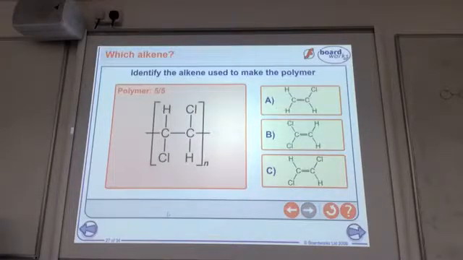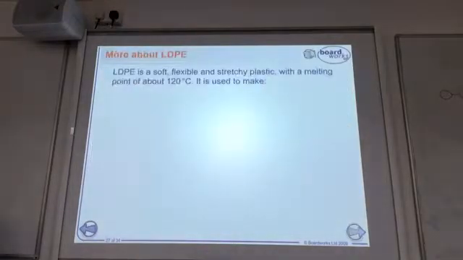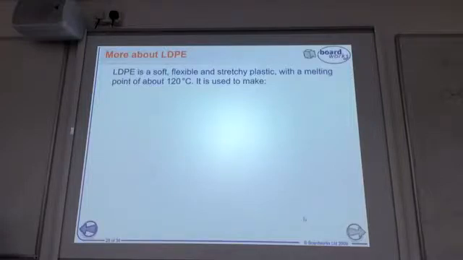Which one is that made from? Bismuth. C. Correct. Well done, people. You can identify the monomers.